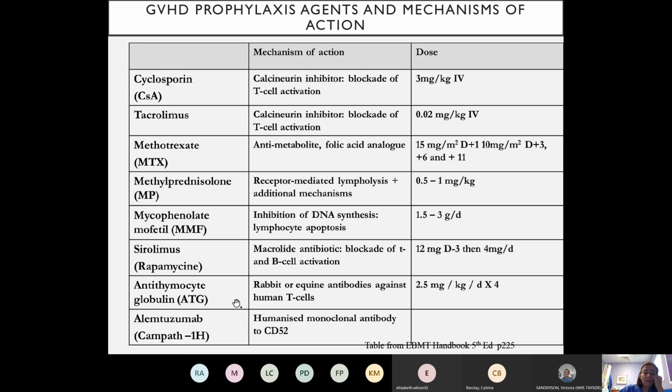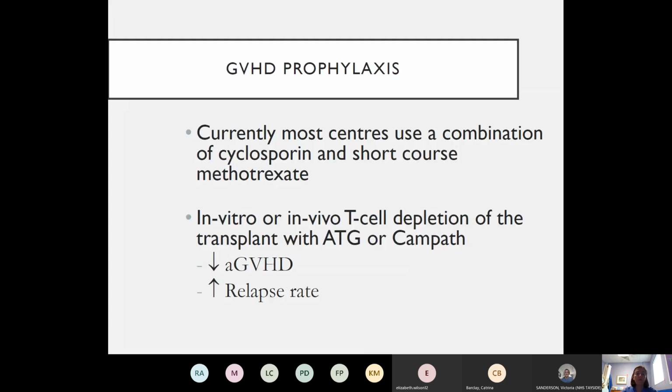ATG just gets rid of T cells in the donor and in the patient because it hangs about in the circulation after it's infused for a number of months. Alemtuzumab gets rid of B and T cells, so is a useful anti-GVHD manoeuvre. So that's GVHD prophylaxis. Those are things we do ahead of the transplant to try and prevent graft versus host disease happening. So we can do it either by giving it to the patient before the transplant or adding it to the patient after the transplant.